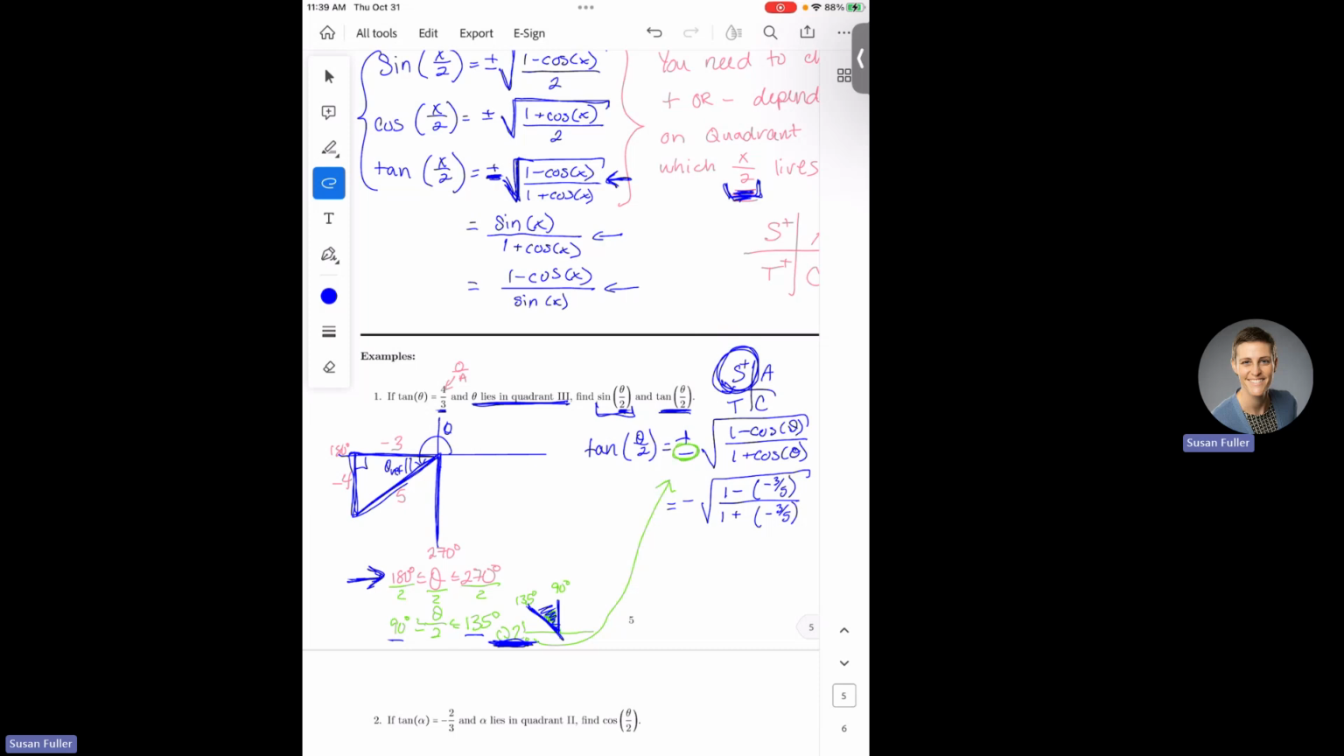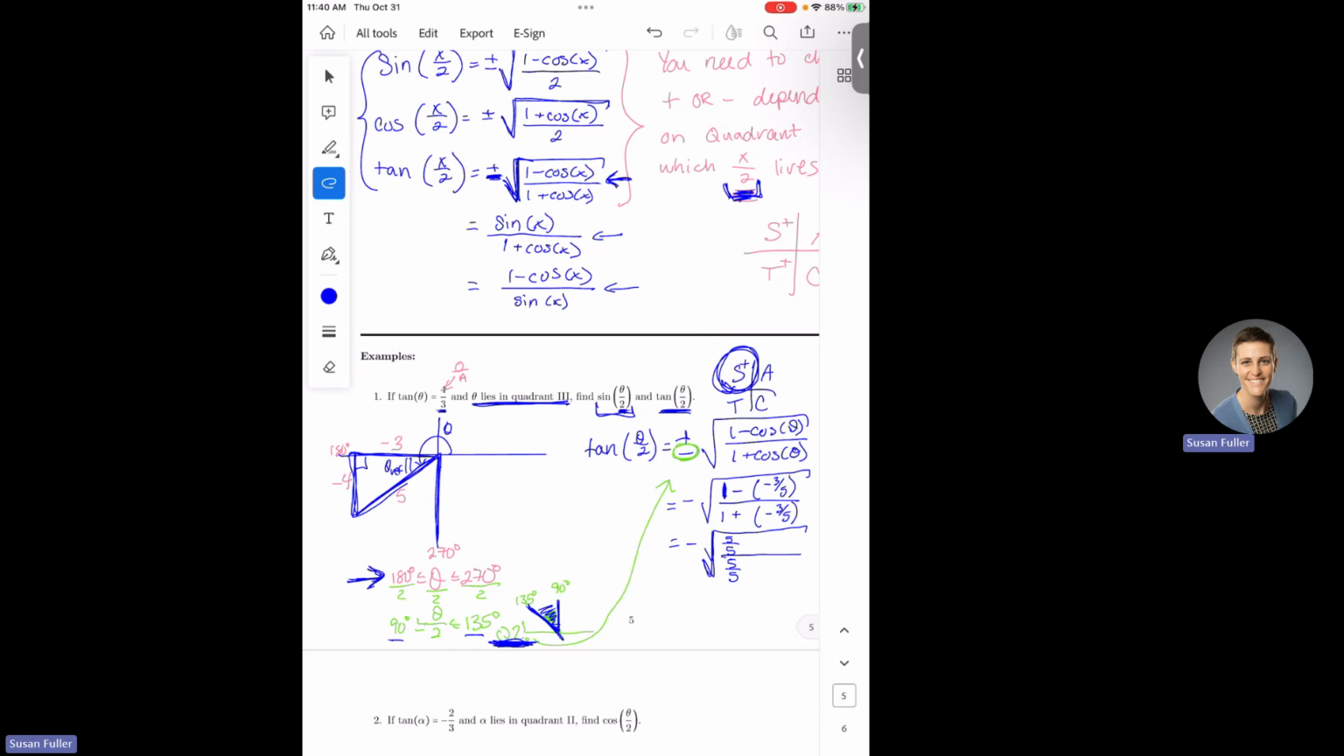Now we just have to simplify. So if I'm going to simplify this, I'm going to get a common denominator on the top and the bottom. Notice my common denominator in both of those cases is a 5. So I'm going to take this one and write it as 5/5 on top and on the bottom.